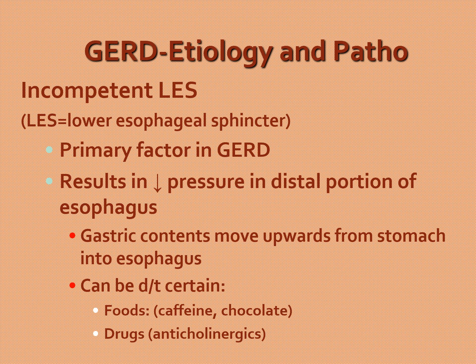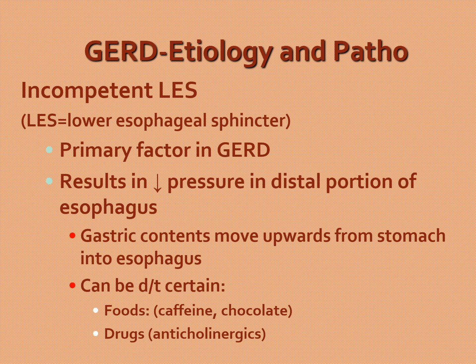Etiology and pathology. It's an incompetent LES, or lower esophageal sphincter. Sphincters are supposed to be tight, and it really is to control movement of substances and prevent backflow. So an incompetent LES is going to allow for the backflow of substances and acid. Primary factor in GERD results in lower pressure in the distal portion of the esophagus, so gastric contents move upward from the stomach into the esophagus. If you remember, the contents in the stomach are very, very acidic, and so it's not supposed to be in the esophagus, which causes that burning and can cause some issues.